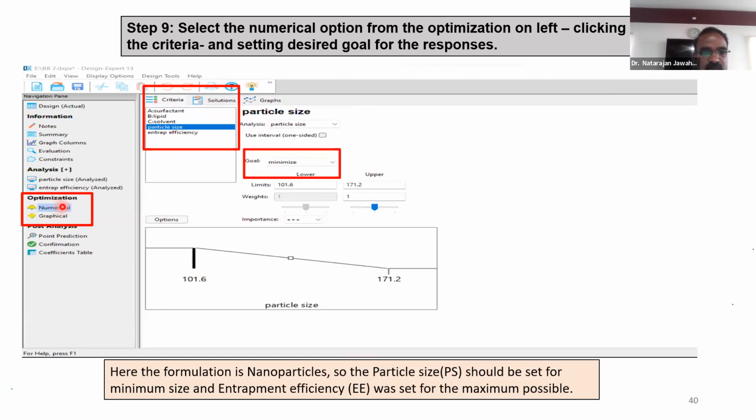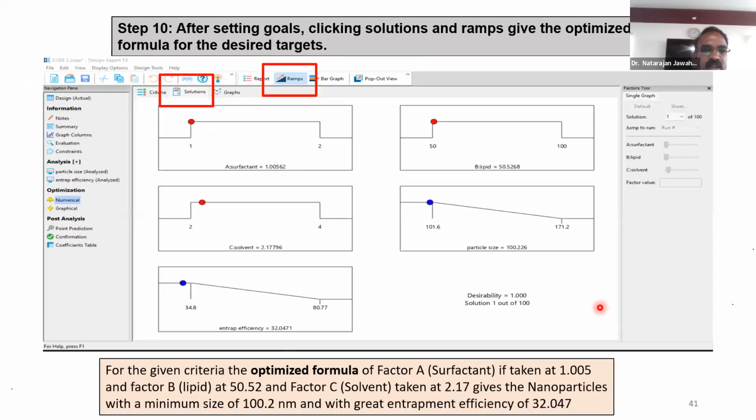Next, numerical, same, I will select it, and in the criteria, particle size. So here the goal is minimize. I told last time I put none, but actually, for particle size we have to put minimize. For entrapment efficiency, because we need more entrapment efficiency, so maximize. Then I will click, and I will get the optimized formula.